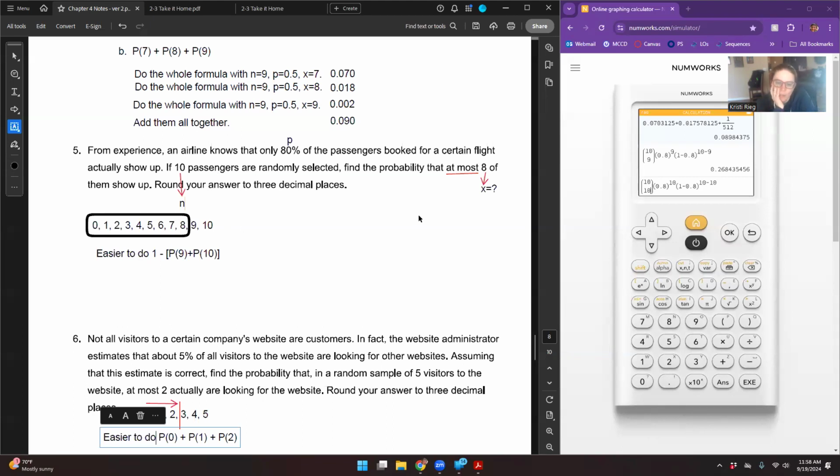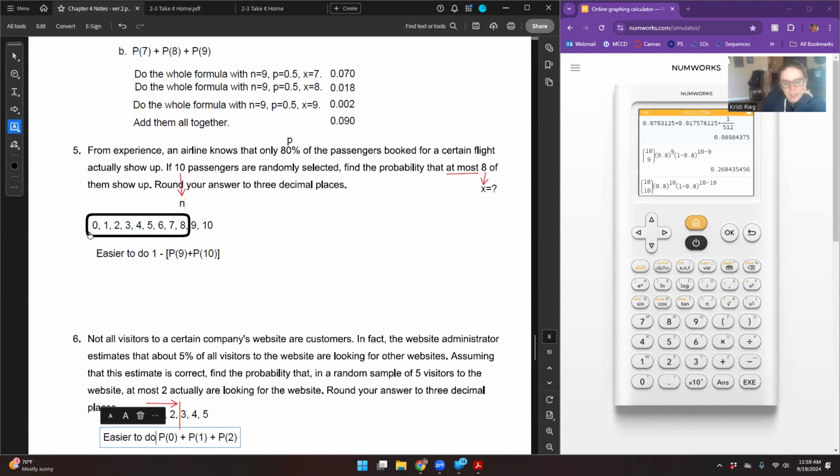All right, so number 5, the probability was 80%, so 0.8. And it was 10 people are randomly selected, so that's our N, our total number of people selected. And we want to find the probability of at most 8. At most 8, that's the opposite of at least. So at most 8 could be 8, but it could be 7, 6, 5. It's just 8 is the most, all the way down to 0.